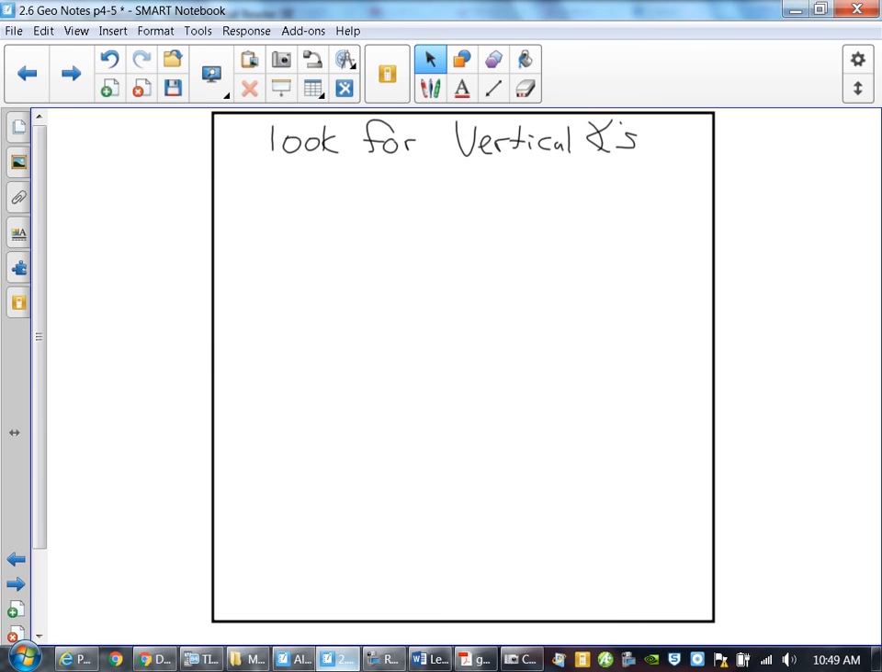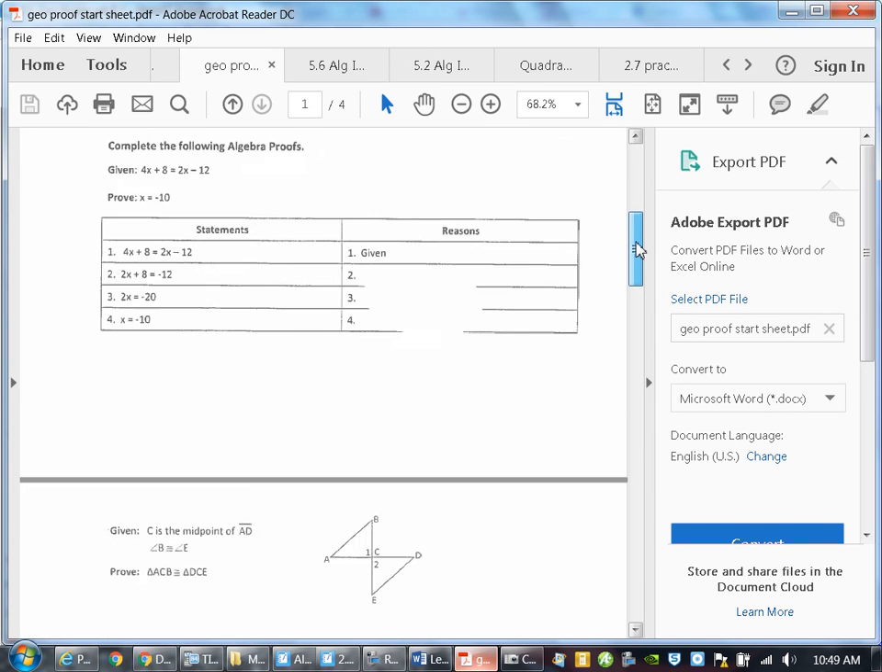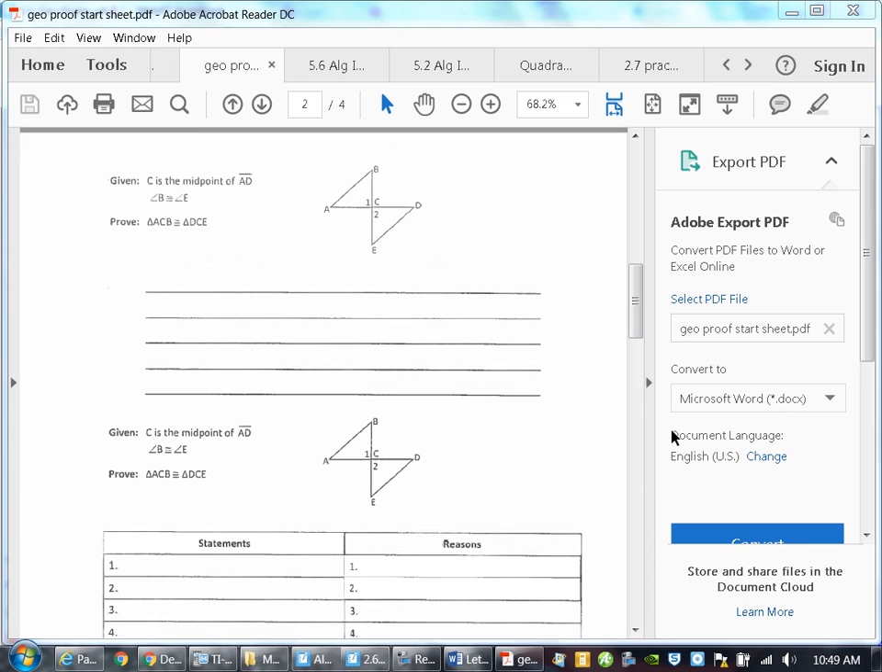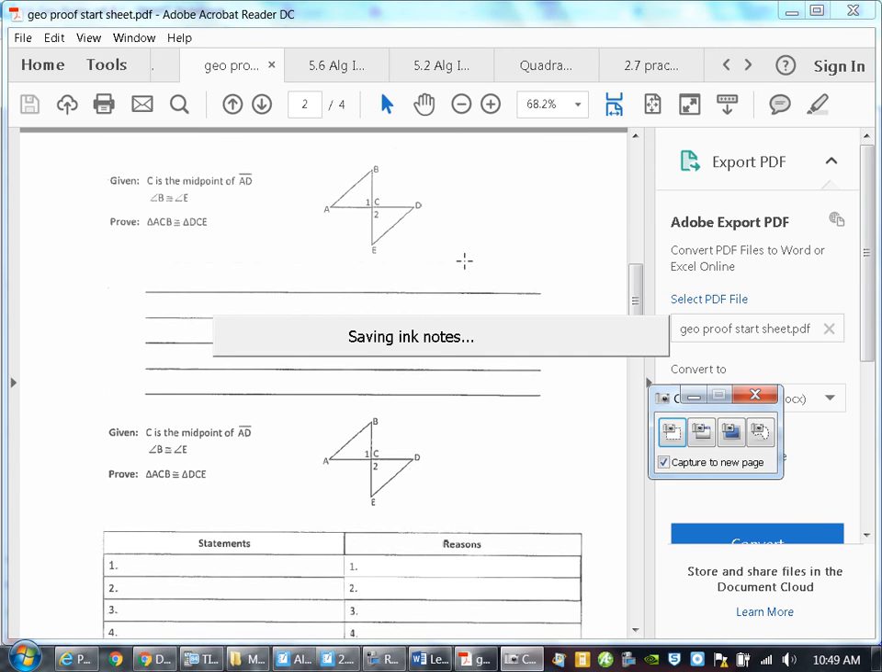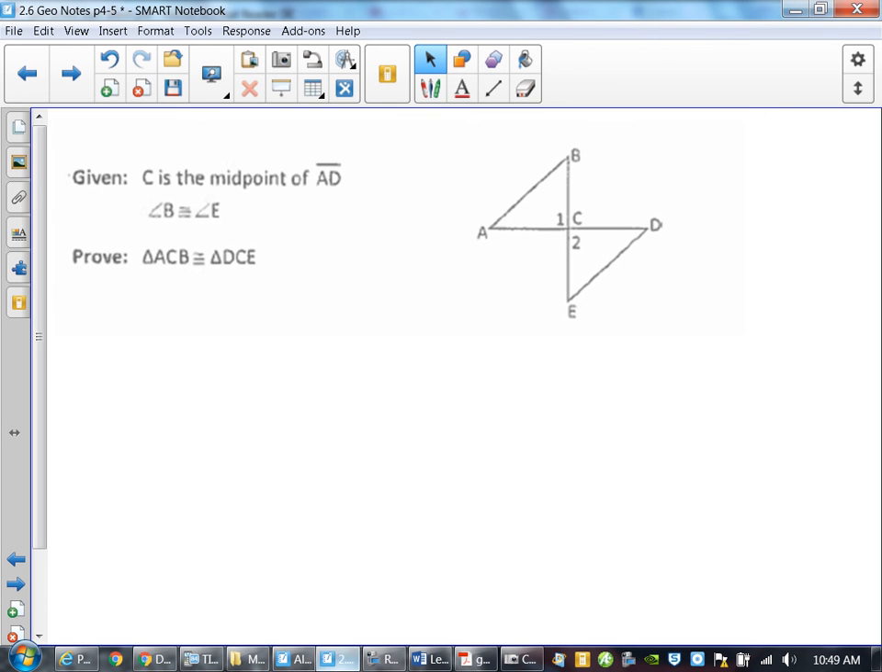If you look at the worksheet I gave you with the proof stuff, if you look over real quick on page 2, I'm going to show you guys what's going to happen here soon. If I look at this diagram on the very top, what do you know about 1 and 2? They're not right angles, but what do you know about them? They're equal to each other because they're vertical.